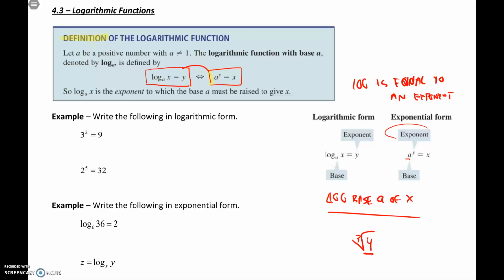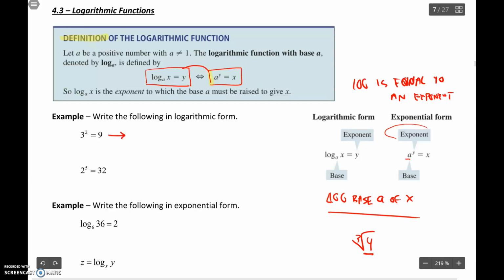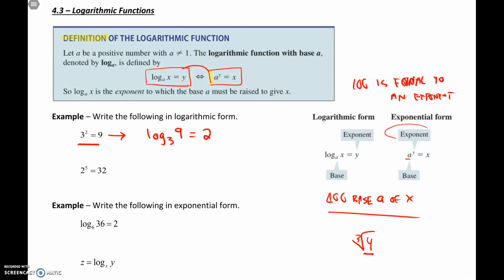So let's just practice rewriting these from exponential form to logarithmic form. This is going to be a log base. The base is 3. And then the exponent is 2, so it goes there. And I just always say, well, then the third number goes there. So this is a true exponential equation: 3 to the second power is 9. That means this must be a true log equation: the log base 3 of 9 is equal to 2.